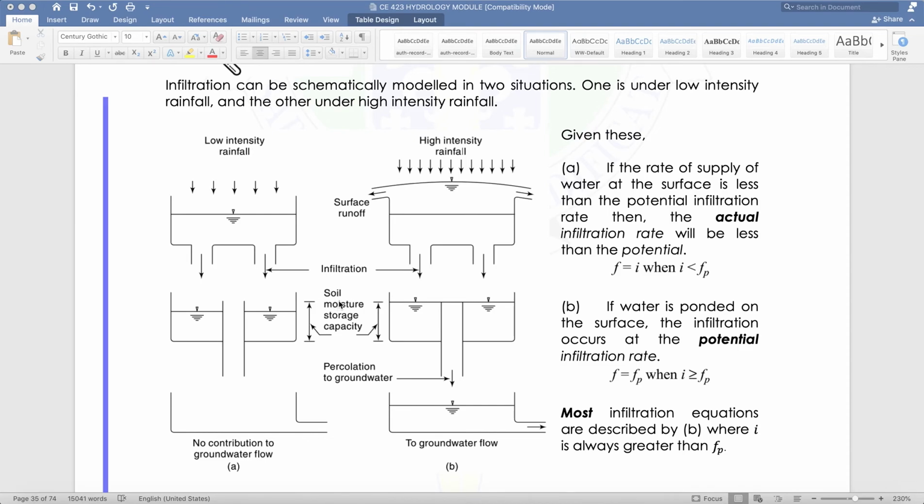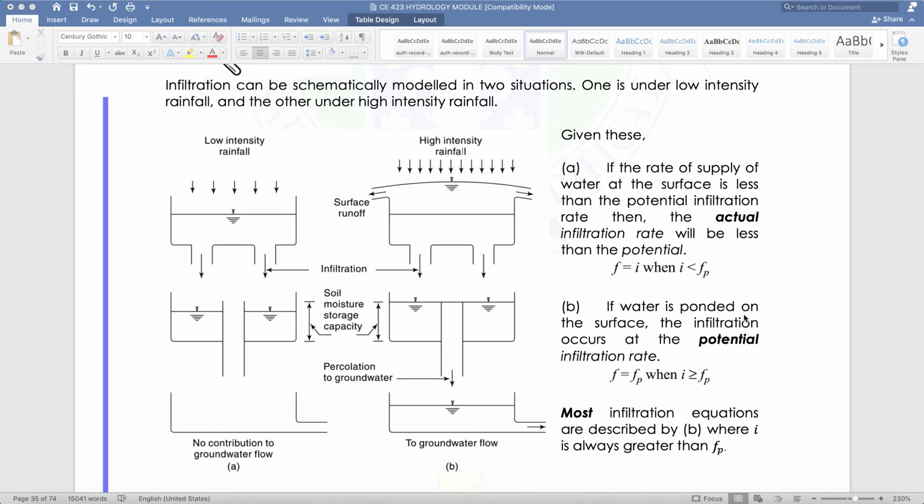wherein we have a soil moisture storage capacity. This is the maximum amount the soil can store water pag umuulan, and pag hindi yan na-saturate or hindi niya na-reach yan, then there is a low intensity rainfall, thus it does not contribute to groundwater flow. Okay, compared to a high intensity rainfall.